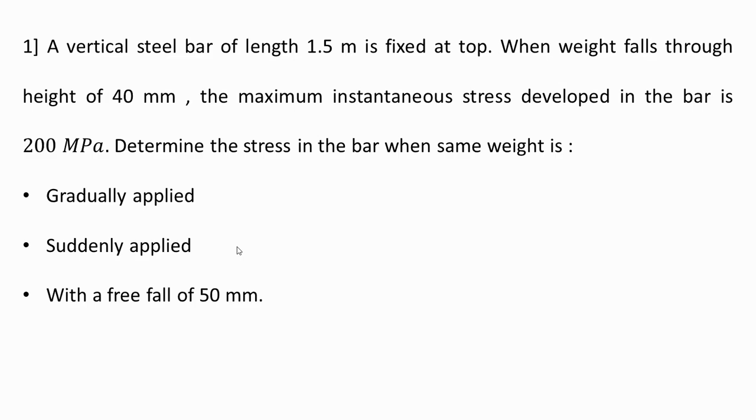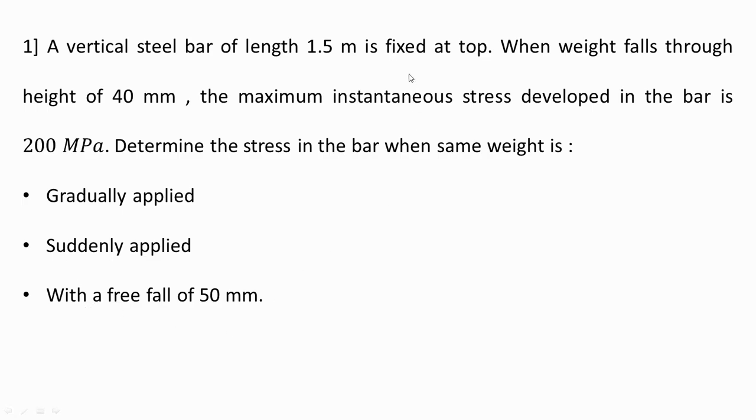Now let us see the first example on strain energy and impact loading. A vertical steel bar of length 1.5 meter is fixed at top. When a weight falls through a height of 40 mm, the maximum instantaneous stress developed in the bar is 200 MPa. Determine the stress in the bar when the same weight is gradually applied, suddenly applied, and with a free fall of 50 mm. So there are three cases: gradually applied, suddenly applied, and with a free fall of 50 mm.